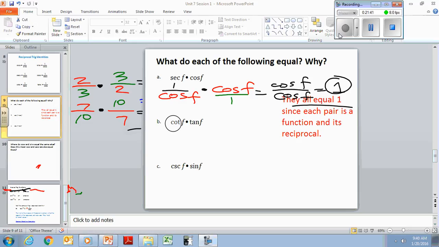Even though B turns out to be one of the easy ones in the sense that the cotangent kind of already helps you. Here we go. 1 over tan. You can do it fast. 1 over tan.